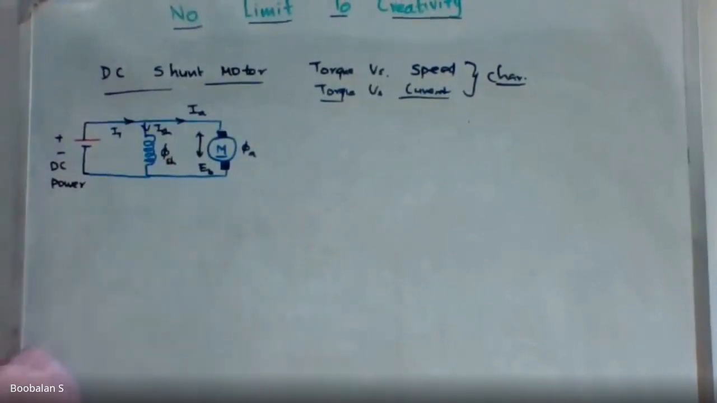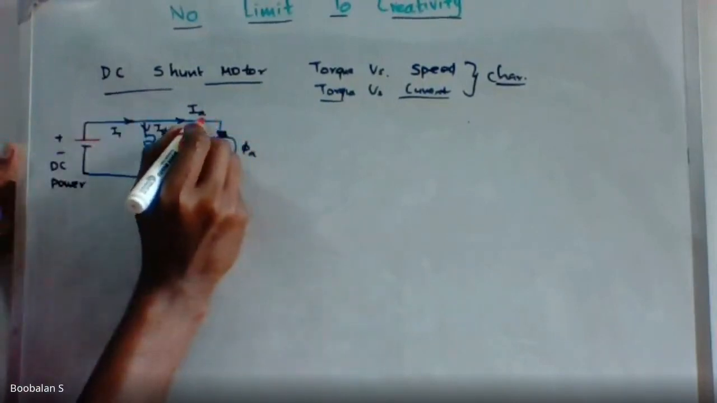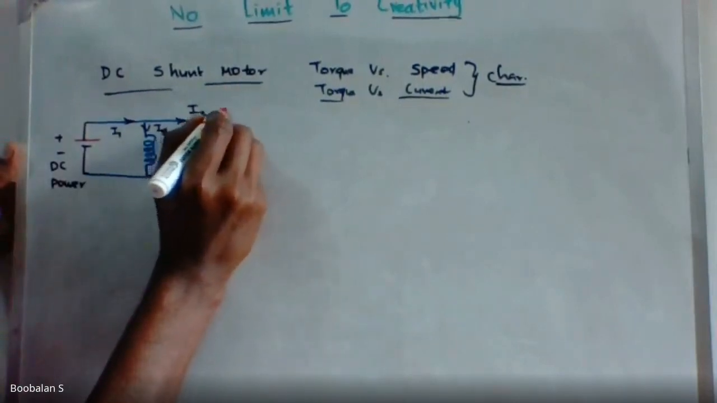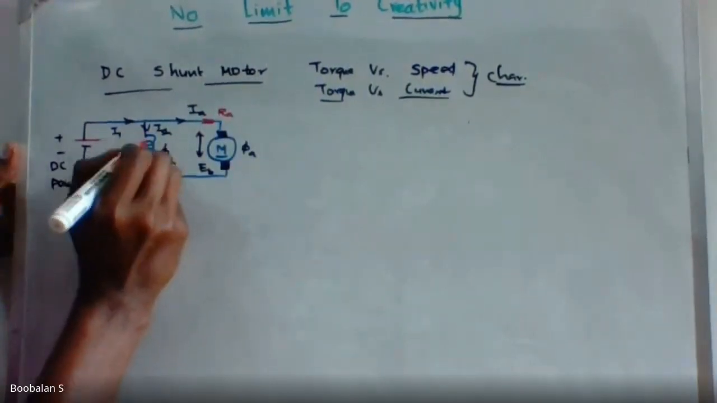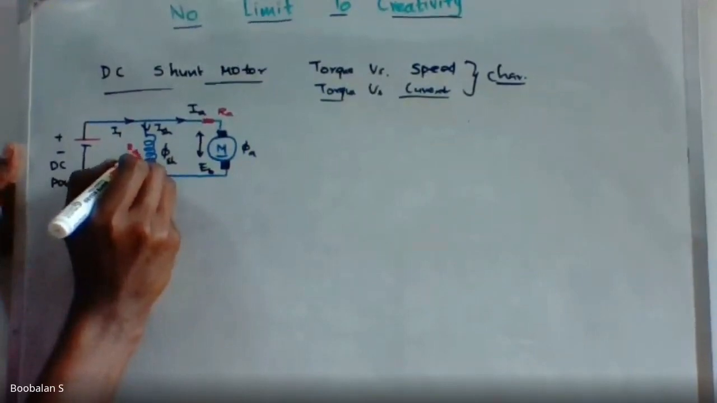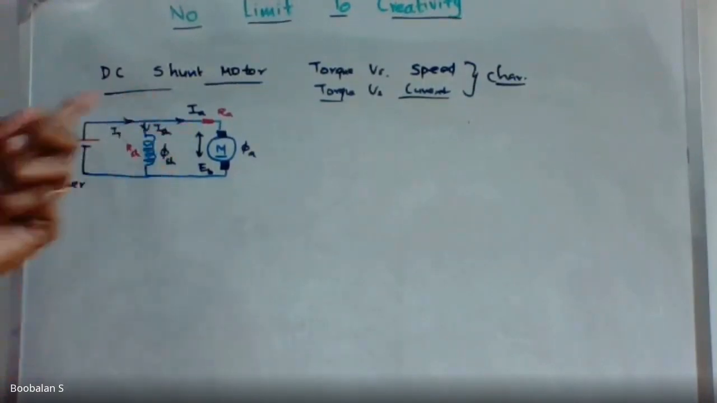Any doubt in this? Then the entire thing is made up of copper conductor, so it has its own resistance, RA, and the field winding is also made up of copper conductor, so it has R suffix SH, the shunt resistance. And this is the entire equivalent circuit of my DC motor, right? It's the electrical equivalent circuit.